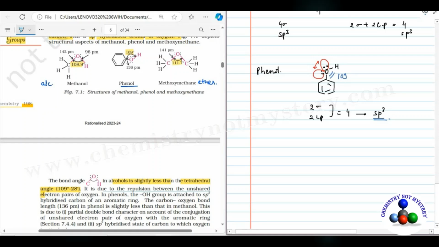In the case of phenol, the carbon to which oxygen is bonded has made 3 sigma bonds. For the formation of 3 sigma bonds, the hybridization is sp2. And sp2 hybridized carbons are more electronegative. Being more electronegative, it can resist the repulsion of lone pairs. So that's why the bond angle, which is reduced in the case of alcohol, does not get reduced in phenol. That's why the bond angle in phenol is approximately 109 degrees, the standard bond angle for tetrahedral geometry. Now let's read from the book.